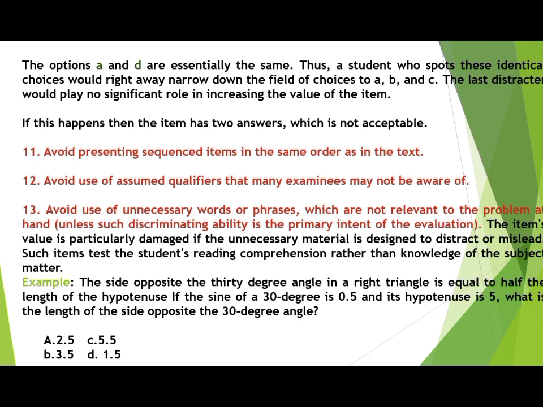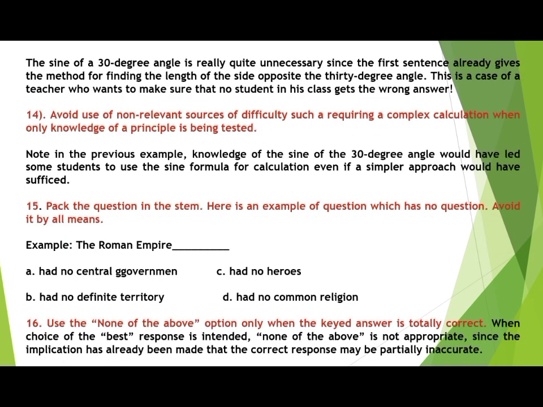For example, sa itong hypotenuse. Kaya nga, it can lead to confusion sa students kung ano ang buot silingon sa sina nga questions. So, gahatag sang sakit sa ulo sa estudyante para maka-come up or makakuha sang right answer. Kaya dapat i-avoid na siya. The sine of the 30-degree angle is really quite unnecessary since the first sentence already gives the method of finding the length of the side opposite the 30-degree angle. This is in case of a teacher who wants to make sure that no students in her class get the wrong answer.